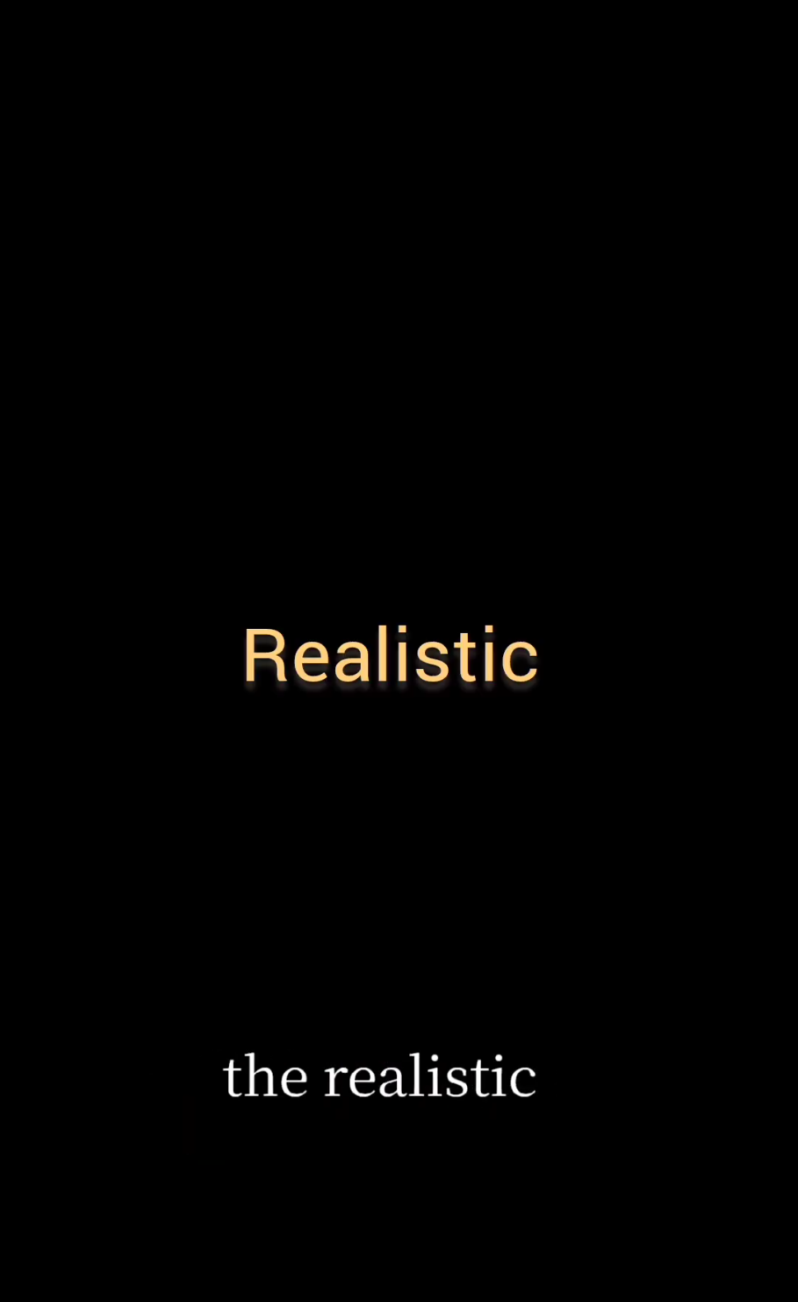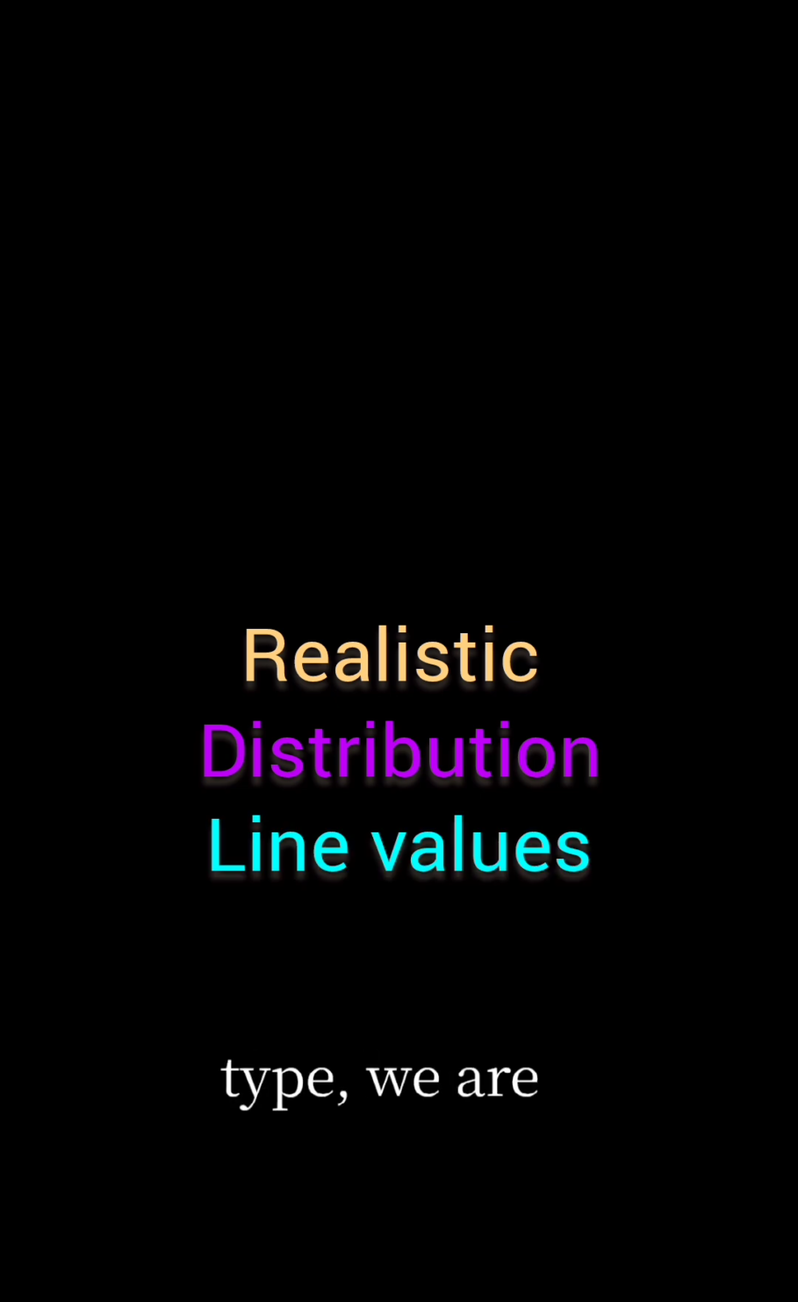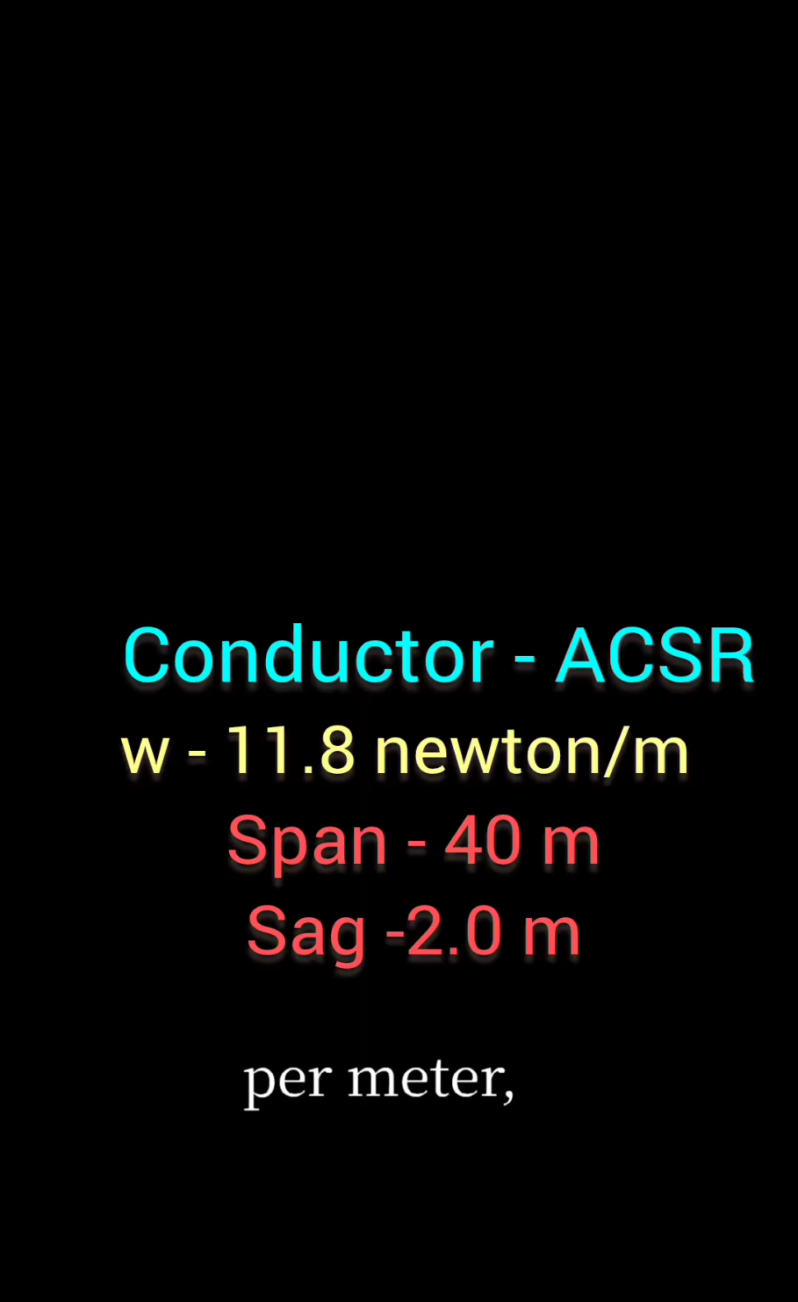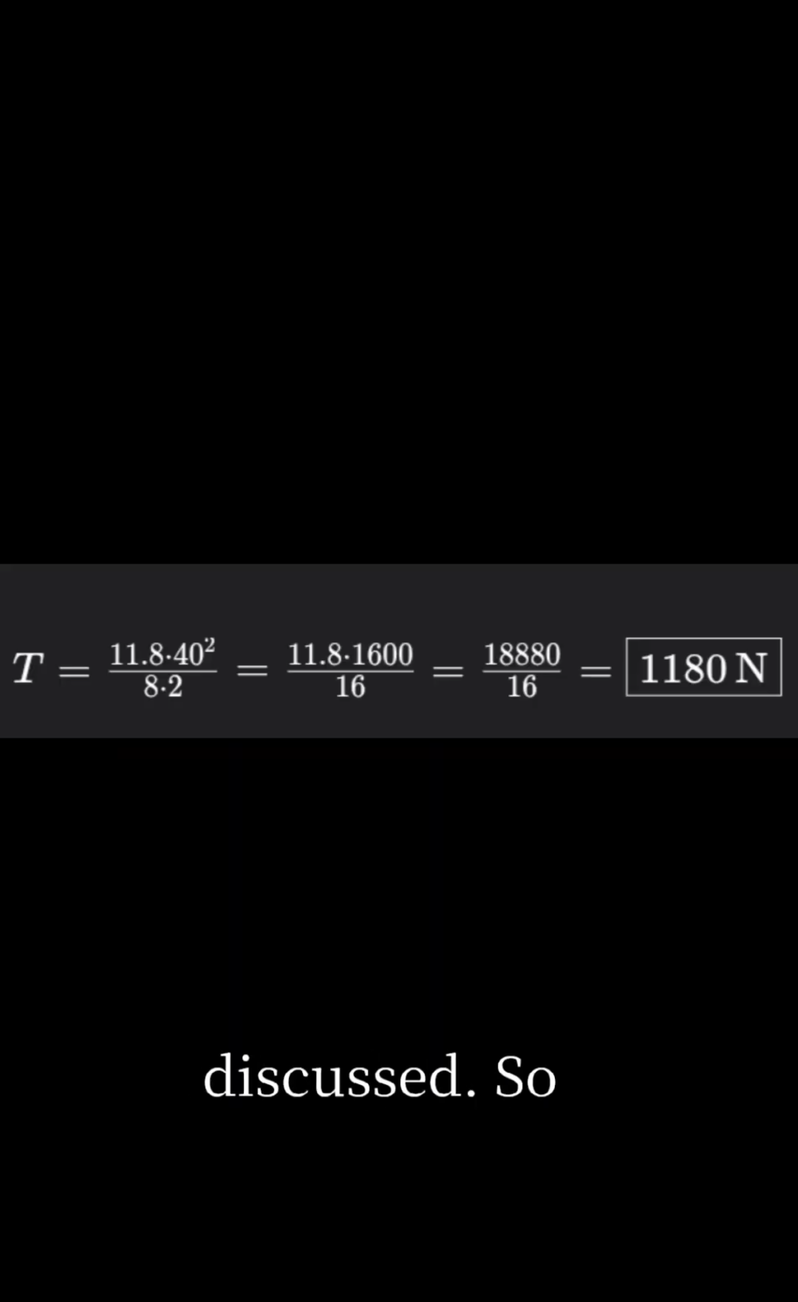Let's now use realistic distribution line values. Conductor type, we are going to take ACSR. Weight W equals 11.8 Newton per meter, span L equals 40 meter, sag S equals 2.0 meter. Thus, using the same formula as we just discussed, the tension is approximately 1180, or 1200 Newton, which is the value we previously used.